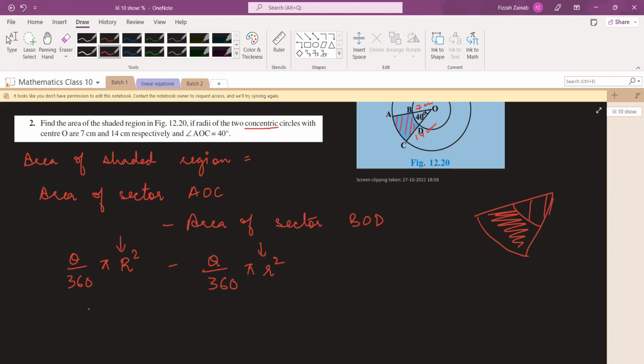Theta is same for both. So that means 40° divided by 360°, and into pi, if you wish, you can take common, into 22 by 7, right? And into what is the radius? That is 14, right? 14 centimeter into 14 centimeter. And then minus again theta by 360. So 40 by 360 into 22 by 7. And other radius is 7. So 7 centimeter into 7 centimeter. Is that clear, everyone? I have simply put the values. That's it.